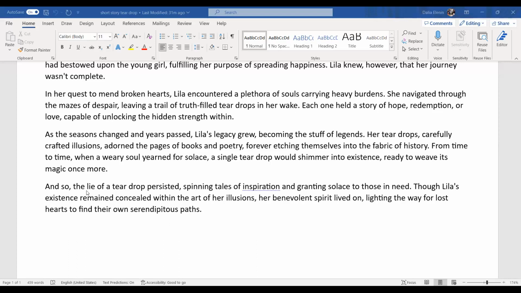So the lie of a teardrop persisted, spinning tales of inspiration and granting solace to those in need. Though Leela's existence remained concealed within the art of her illusions, her benevolent spirit lived on, lighting the way for lost hearts to find their own serendipitous paths.